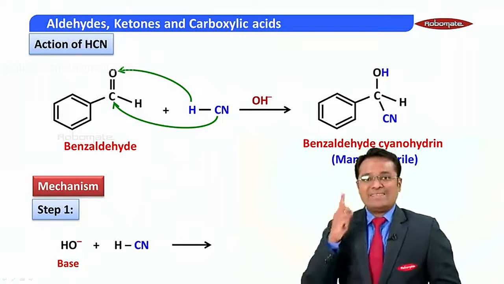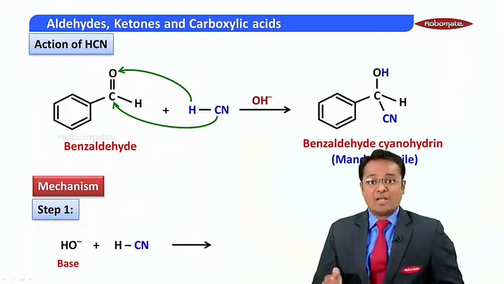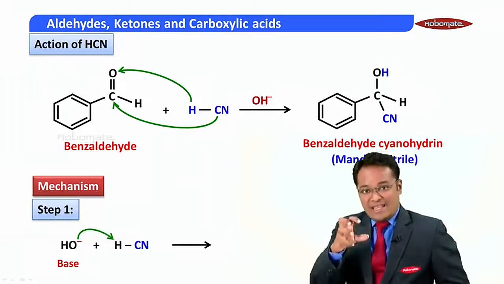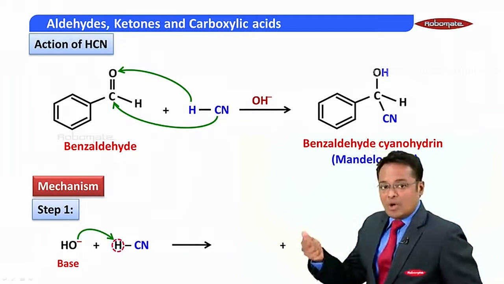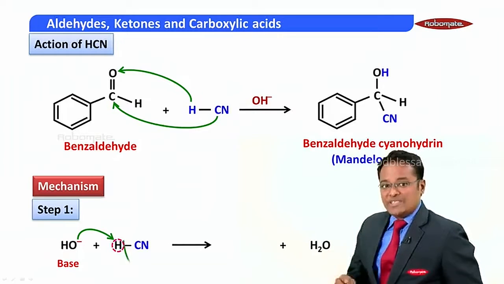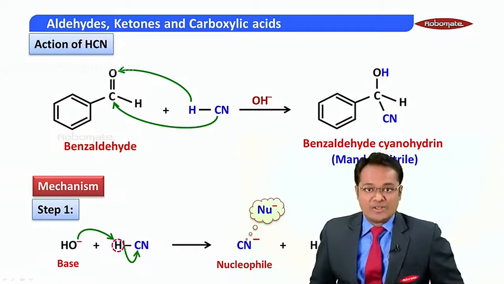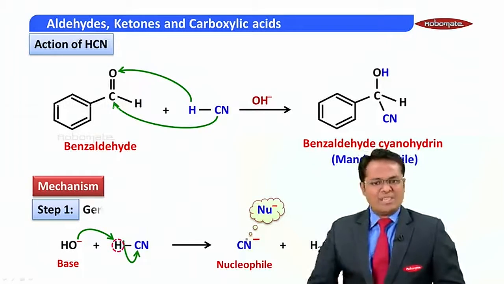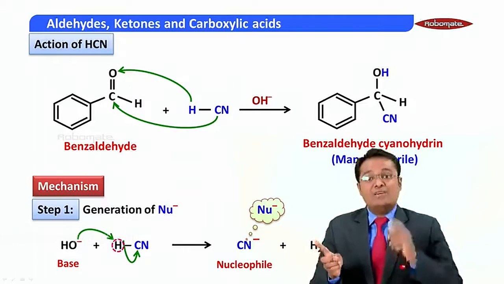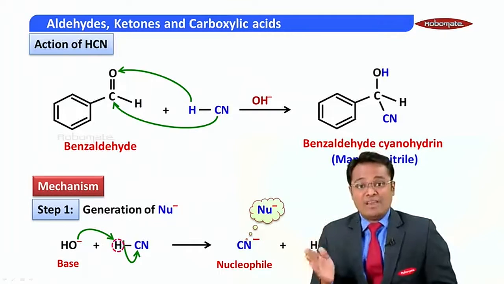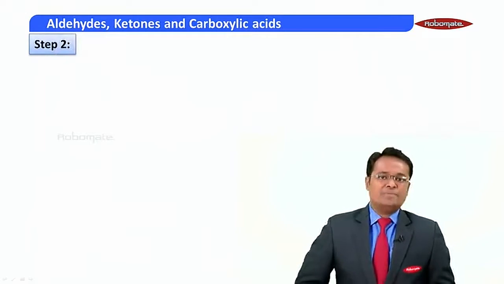Remember that a base is nothing but a substance which has a tendency to abstract hydrogen. You can see over here, a base is taking that H from the HCN, and hence a water molecule is going to be formed, and the CN minus ion would be generated, which is nothing but a nucleophile. Yes or no, students? So can we name this step as generation of a nucleophile? Now this nucleophile will be attacking the benzaldehyde, where the reaction will then proceed to step 2. Let's see that step 2, students.